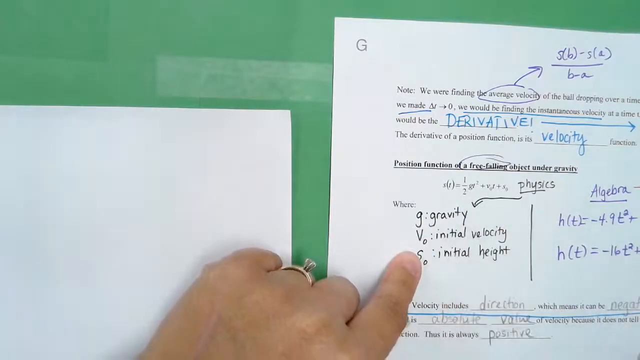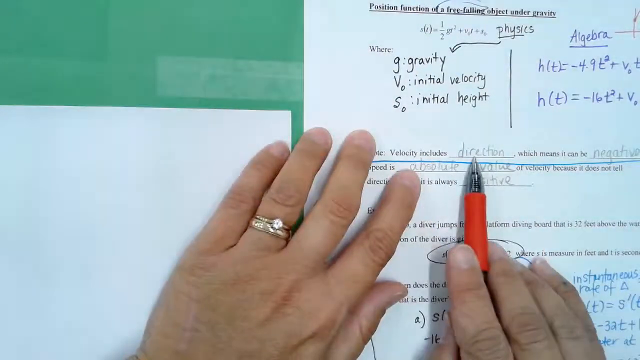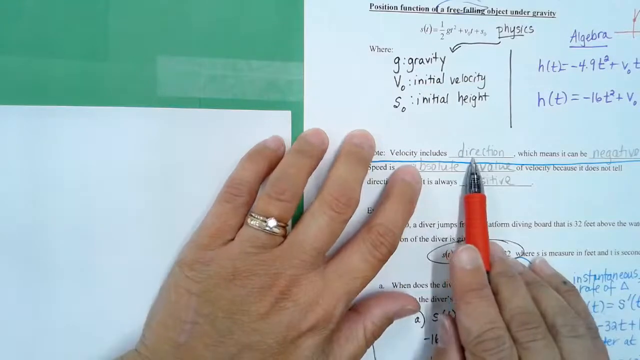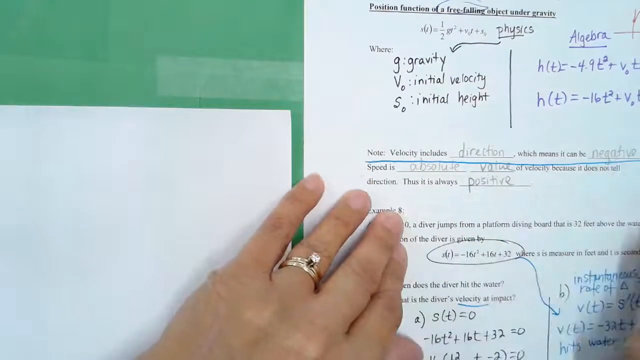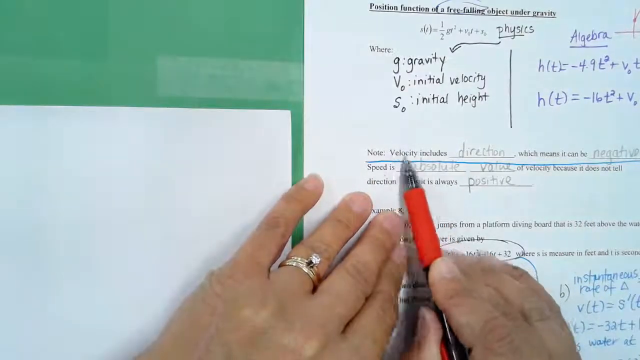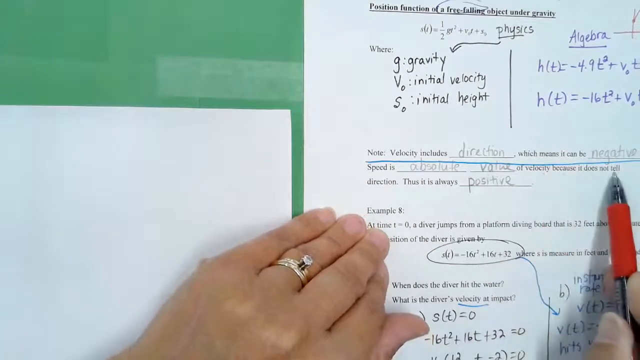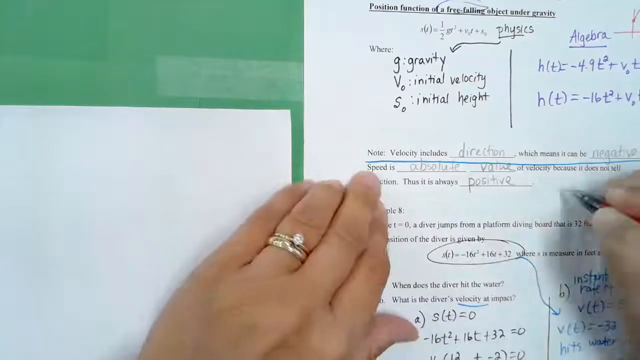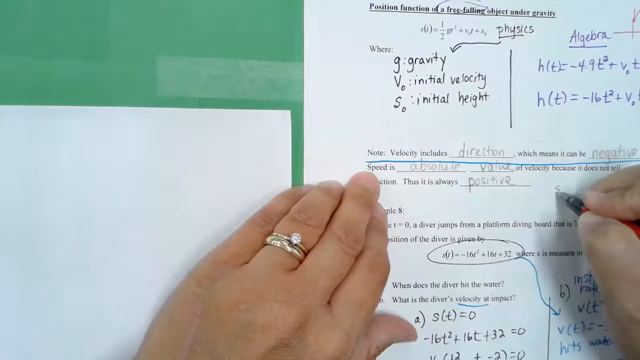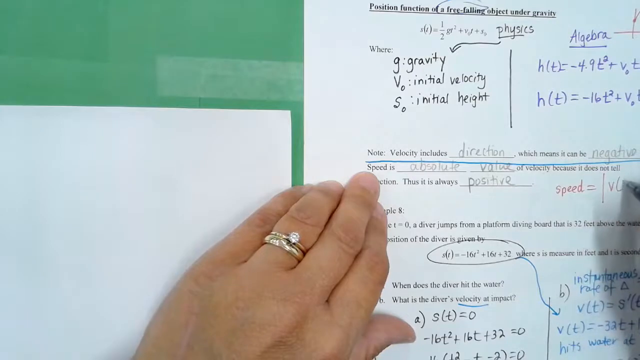Okay, so filling out the middle here. Velocity includes direction. So that's what we saw in the last example when we had a negative answer, which means it can be negative. Now, this is not crossing a line off. The difference between velocity and speed is the absolute value of velocity because it does not tell direction. Thus, it's always positive. So I'm going to write: speed is equal to the absolute value of velocity.